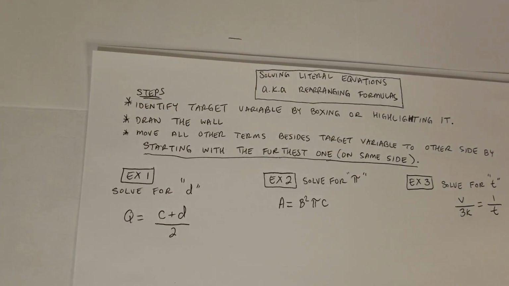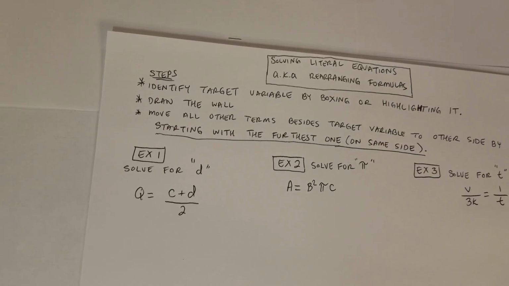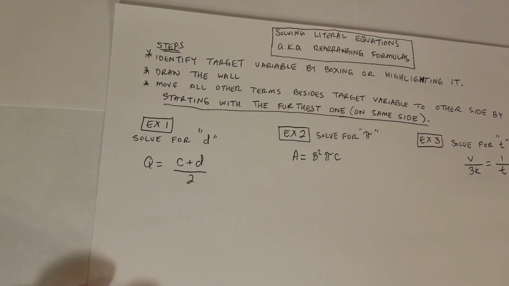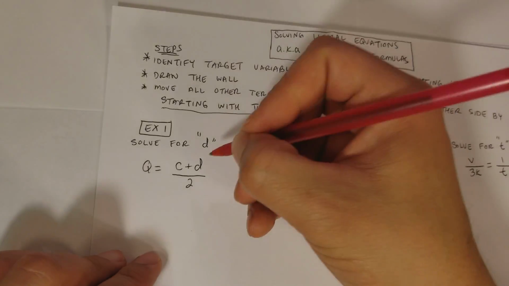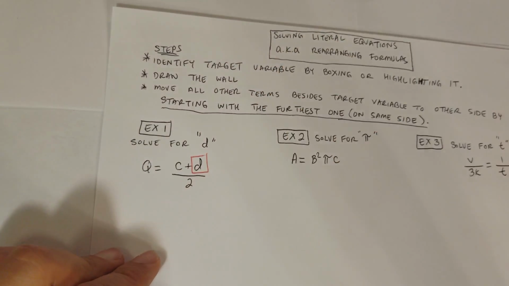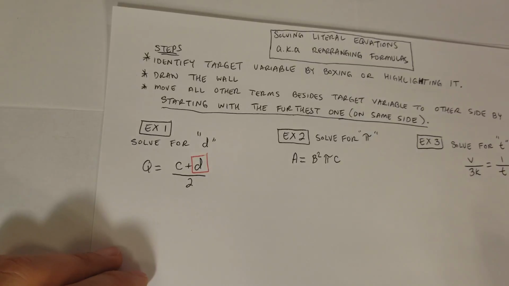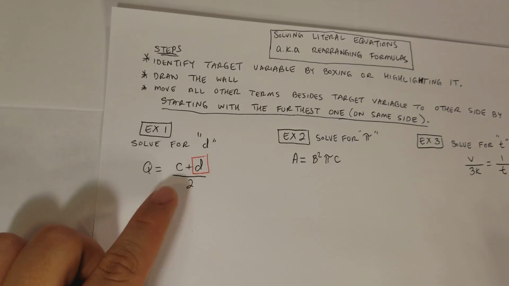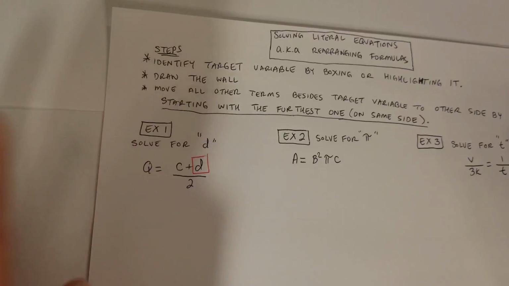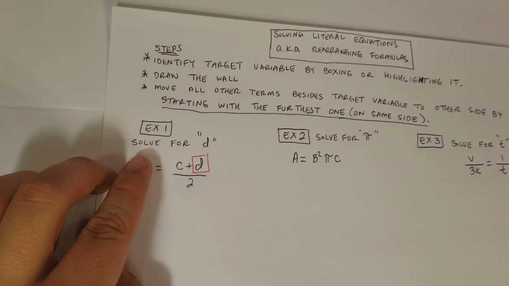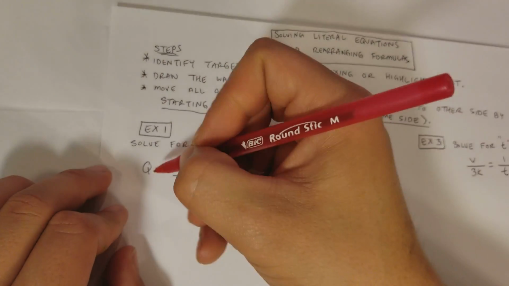So example number 1, we are solving the literal equation for variable d. Again, the first thing you need to do is identify the target variable, so make sure it stands out. I'm going to go ahead and draw a box around it with my red pen, that way it stands out. So I want to get the variable d by itself. How do we do that? There are different ways of doing this. First of all, we need to identify the target variable. Next step says draw the wall.